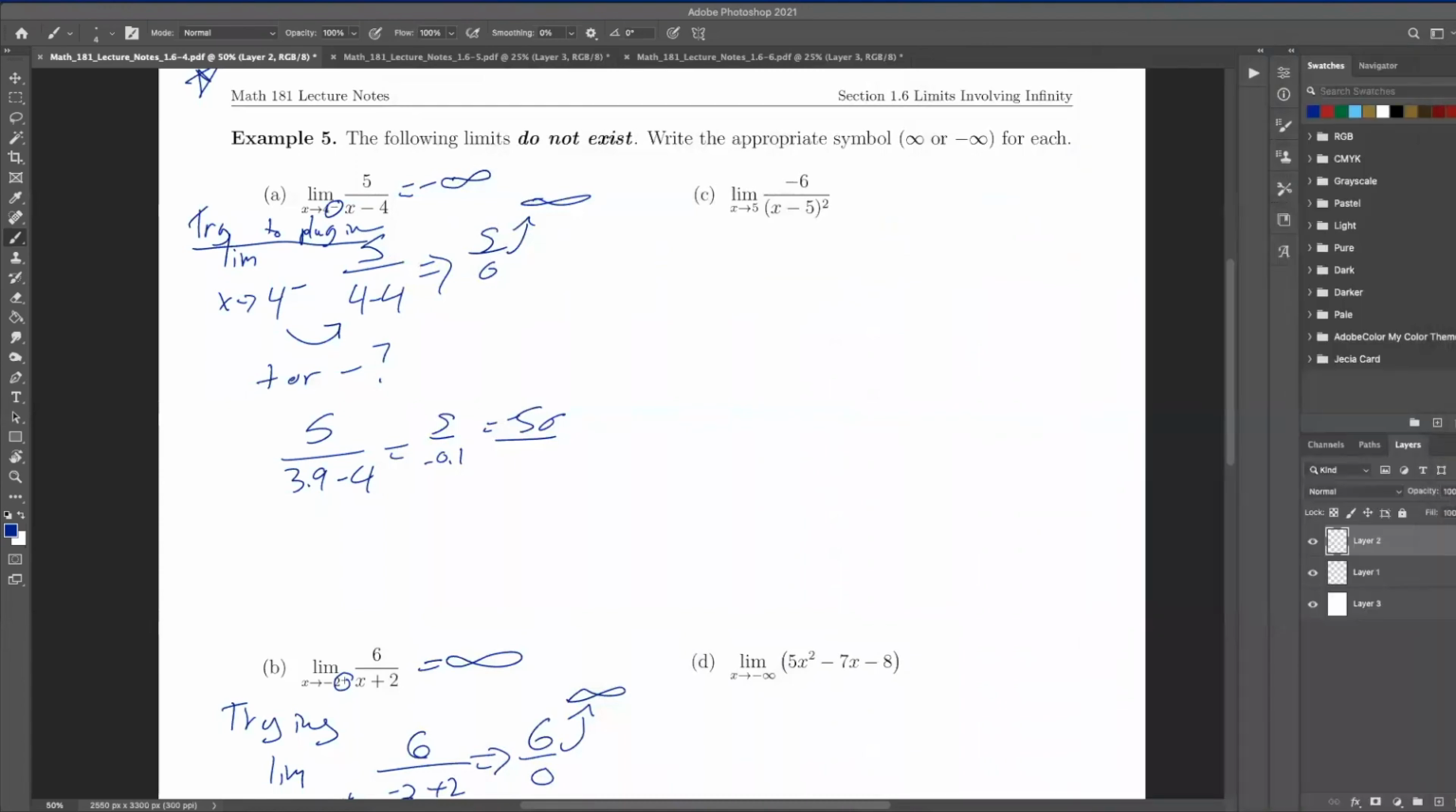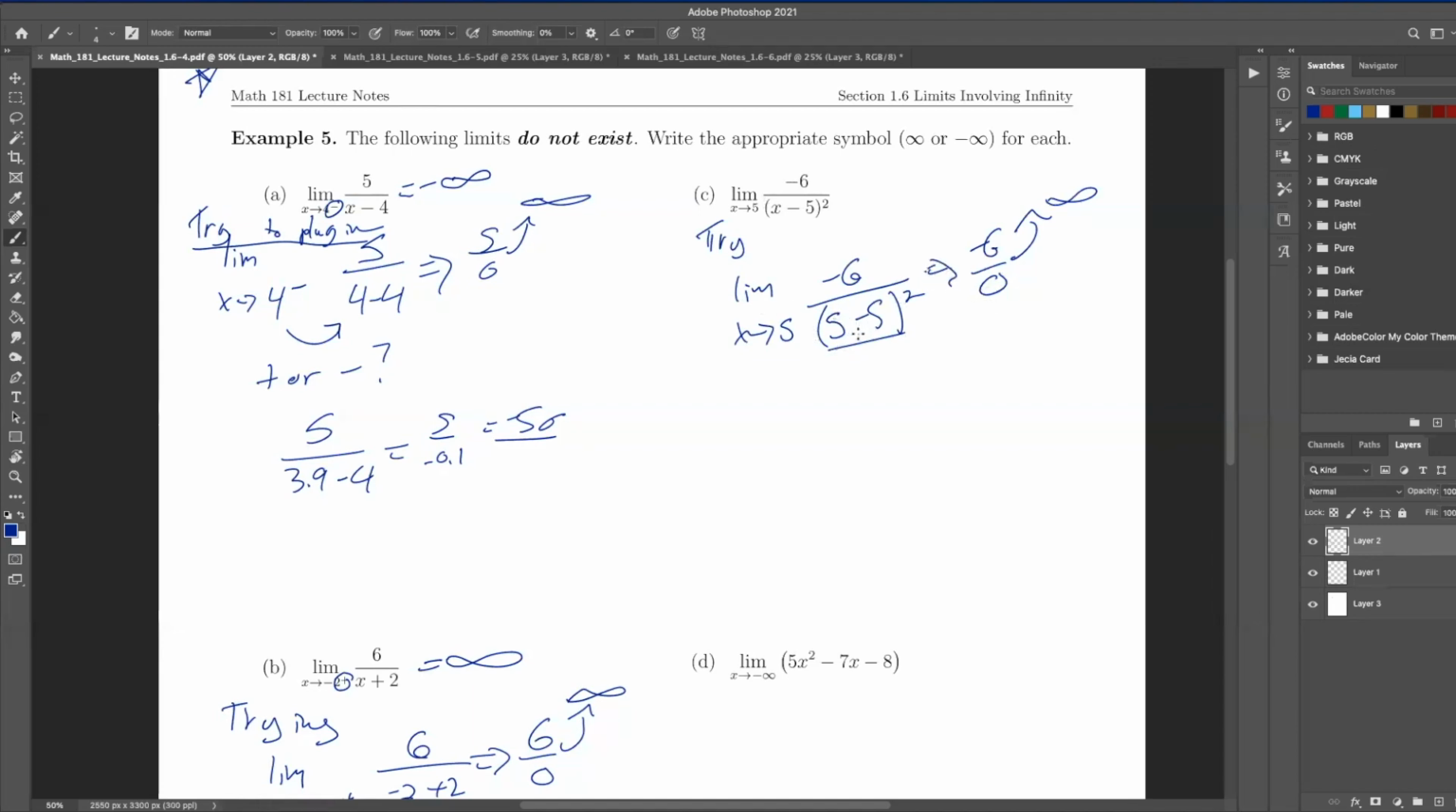All right, so let's do this again for C. Here once again, we're going to try plugging it in. And so here we get the limit as x approaches 5 of -6 over (5 minus 5) squared. Well, this is -6 over 0, so that also tells me it's going to infinity. But notice here, I don't have either positive or negative, but it doesn't matter, because no matter what this is, if I take any number here, it isn't really 0, but it's like 0, right? This is why I say implies.